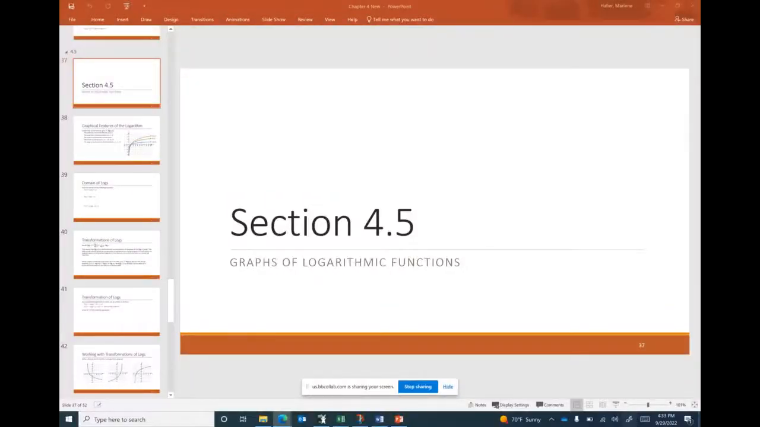Hey there, this is the lecture for section 4.5, graphs of logarithmic functions.